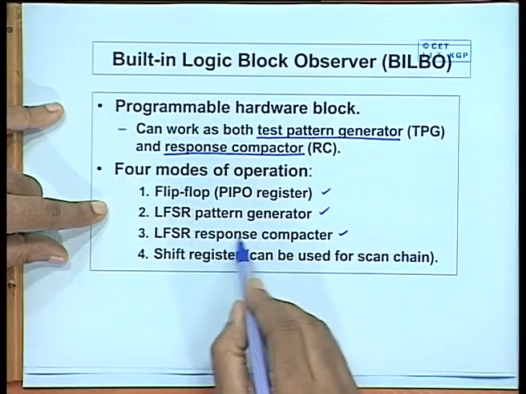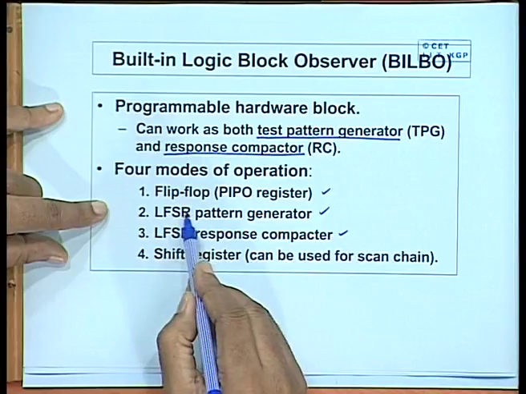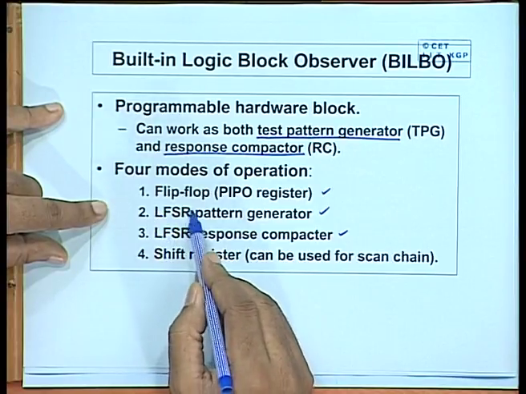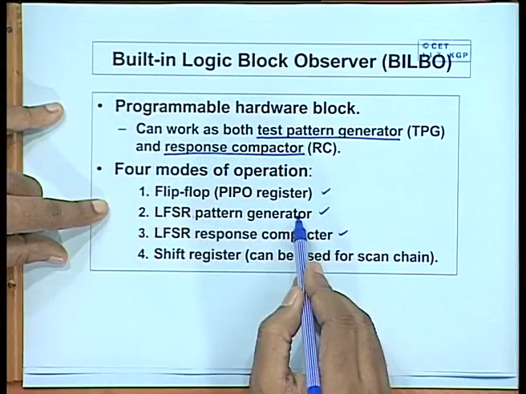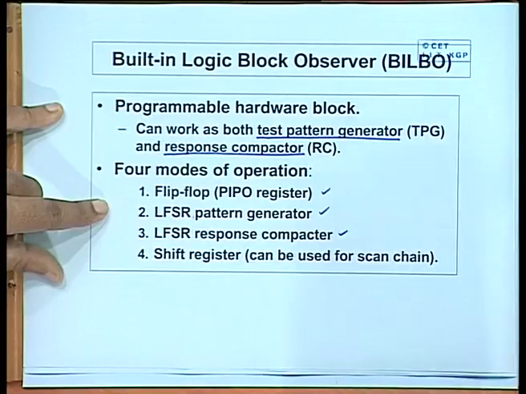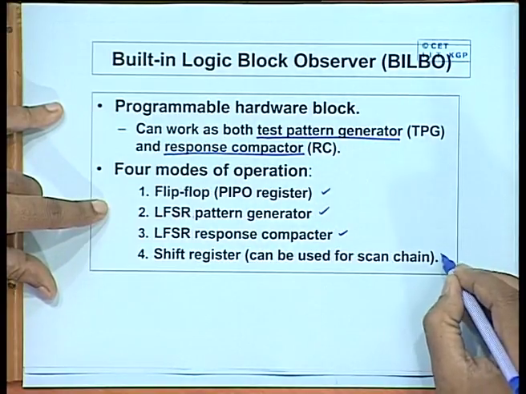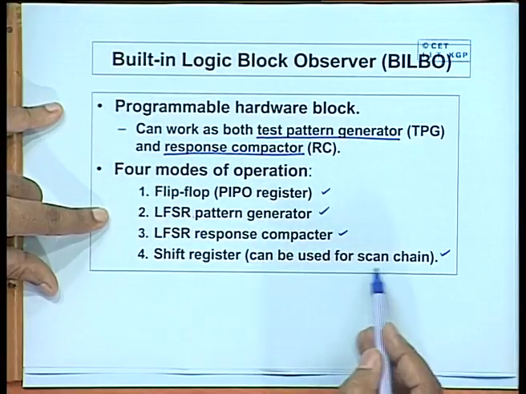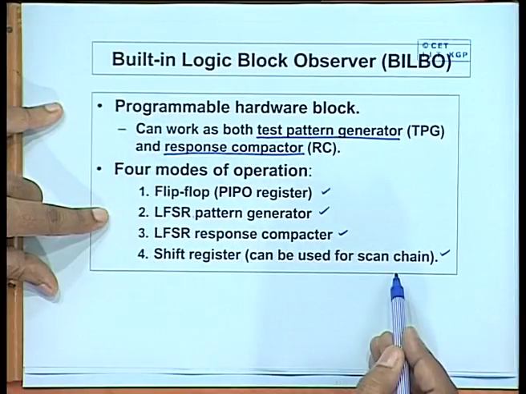Now, both of these are based on something called a linear feedback shift register that we shall come to very shortly. This linear feedback shift register is a hardware structure which can be used to generate patterns and also to compact responses. And the fourth mode is that you can configure them as a shift register, so that if you are using scan path, then you can use this shift register as part of the scan chain very easily.